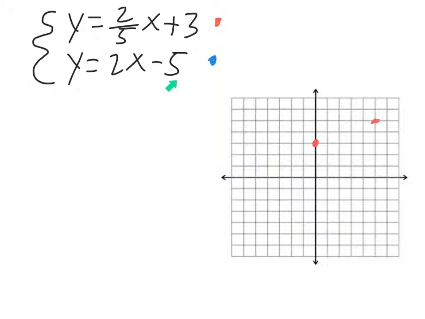y equals 2x minus 5. So first our y-intercept, negative 5. Put a point there. And then our slope is 2. Remember, as a fraction, that would be 2 over 1. So rise over run tells us up 2 over 1, and plot our point.